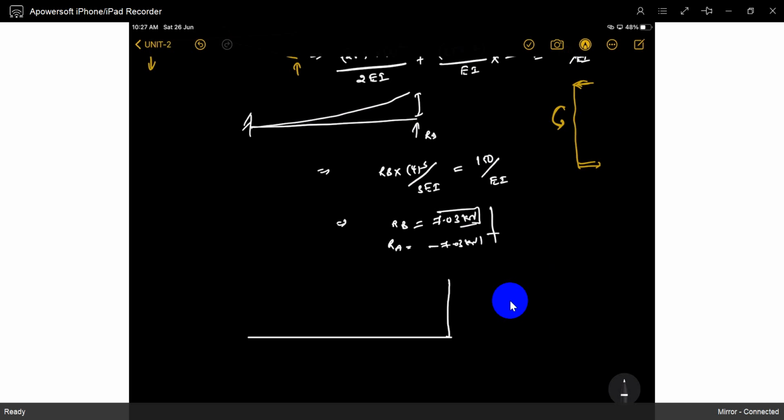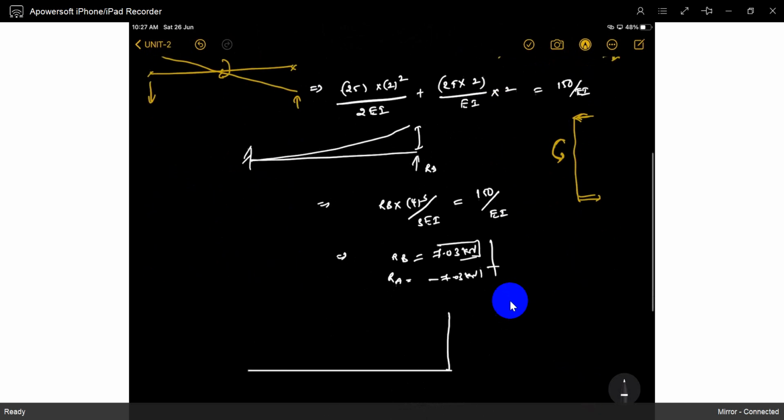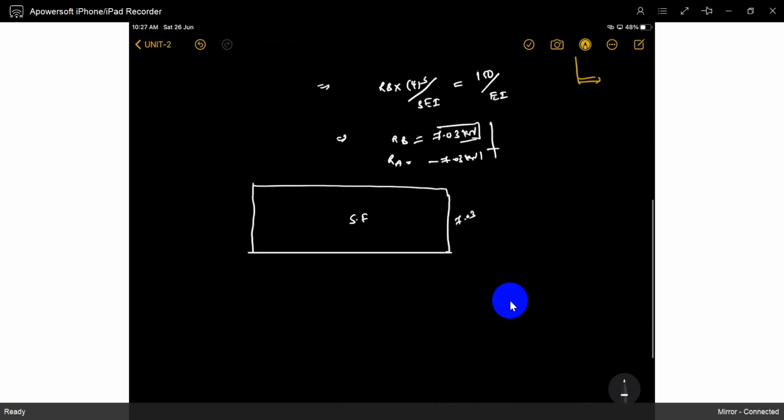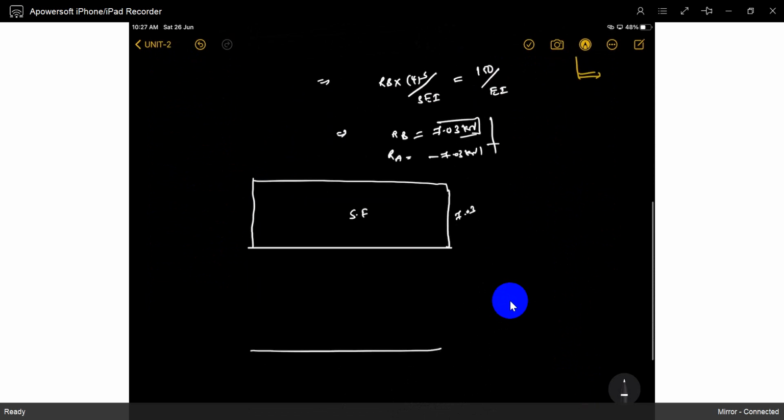No need. So if you want, no need. Okay. So at this 7.03, you feel shear force 7.03. Okay, that's it now. So next, bending moment diagram.